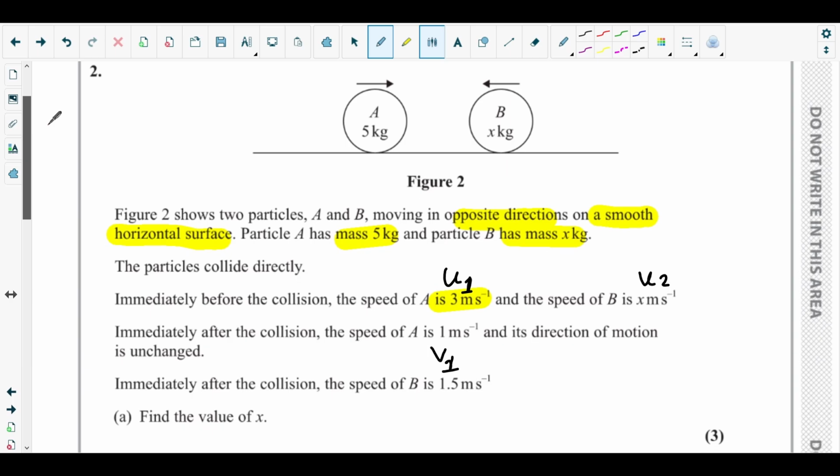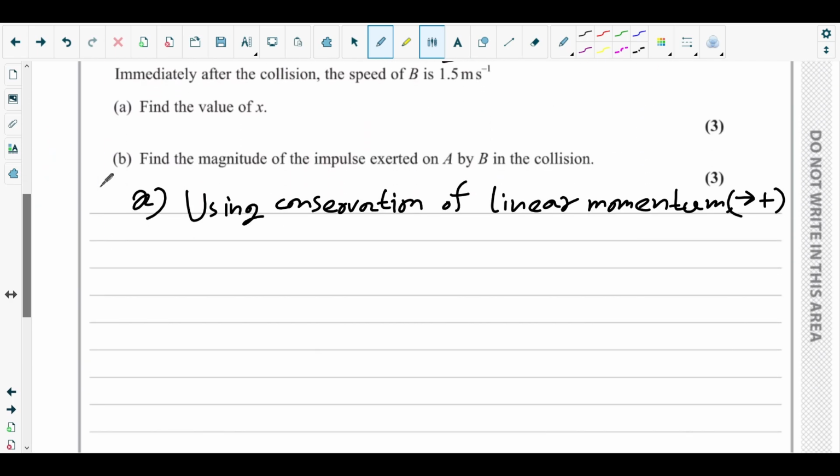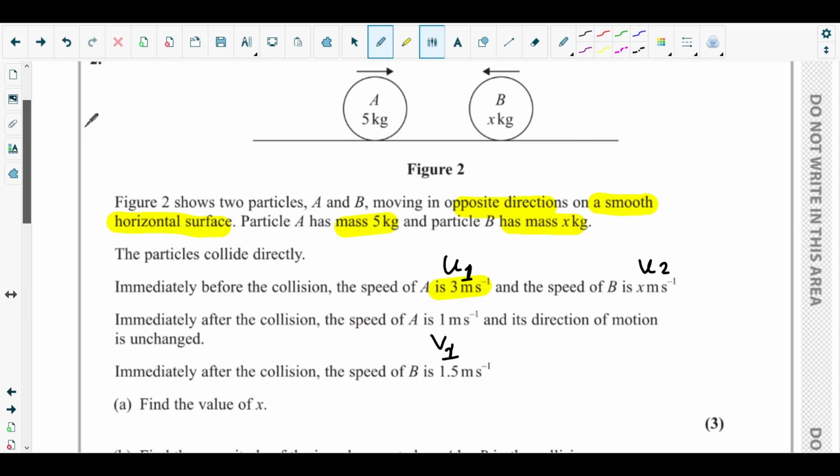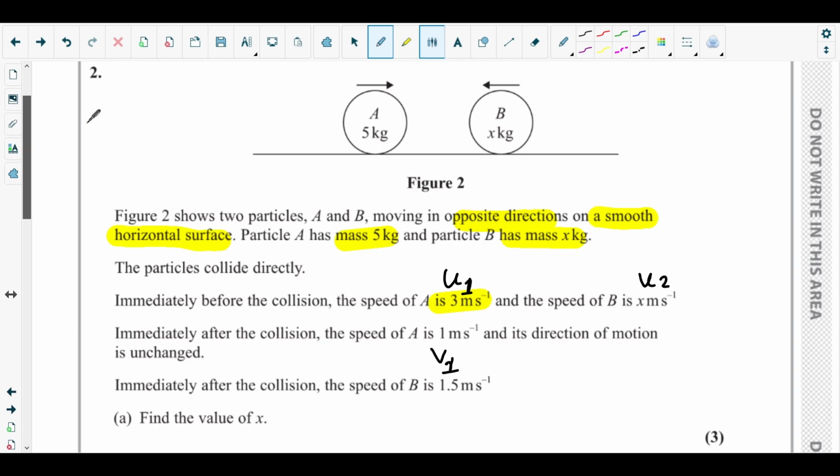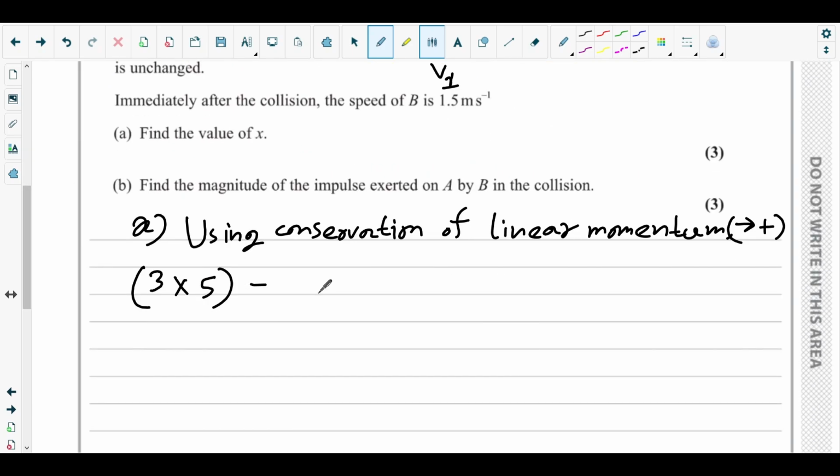Initial speed of particle A is 3, so 3 times 5, right? m1u1 plus m2u2 equals m1v1 plus m2v2, right? So that would be negative because it is coming from the opposite. So that would be x times, before the collision the speed of B is x, so that means it would be x squared.